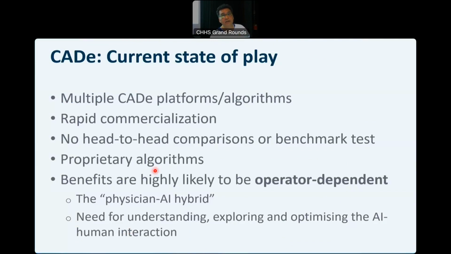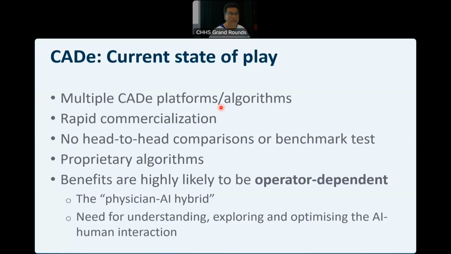So what is the current state of play in terms of using computer-assisted detection of polyps? There are multiple platforms and algorithms for this. And we do feel that there's been a very rapid push towards commercialization. So there's a lot of competition between the different device manufacturing companies, and they all want to be the first one to put it in and integrate it into their processes. So that's what's happened, and they've marketed it really well.